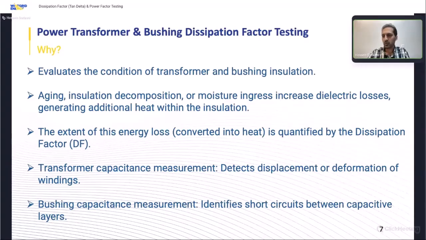There is another important point which is always behind our minds, and we never check it in our test results. It's capacitance measurement. For a power transformer, the capacitance value shows us the displacement or deformation of the windings. I will share some interesting case studies regarding this point with you. And for high voltage bushings, it identifies short circuits between the capacitive layers, which is really important for high voltage bushings.